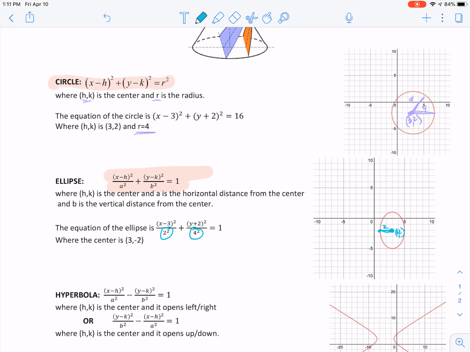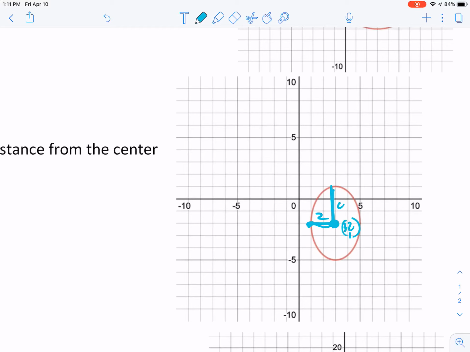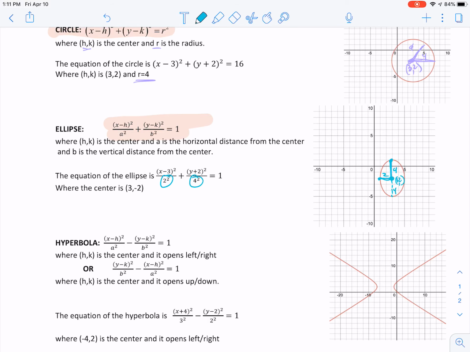And then I'm going to go 4 units vertically. So up 4 is going to be 4 units before I hit the ellipse vertically. So this length would be 4, and of course going across would be 2. So that's how we know. And the center is at (3, -2).